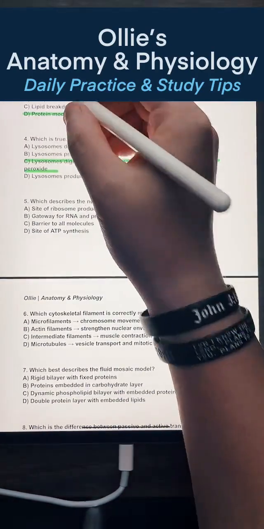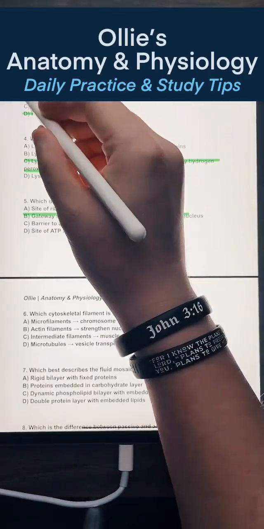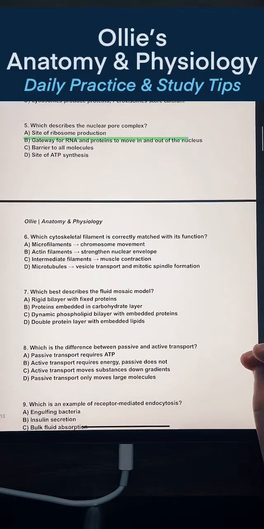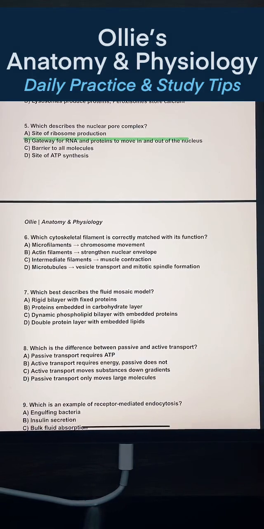Number 5, the answer is B. It is the gateway for RNA. It's going to move proteins in and out of the nucleus. Moving on to the next page of questions here. Which cytoskeletal filament is correctly matched with its function? A, B, C, or D?